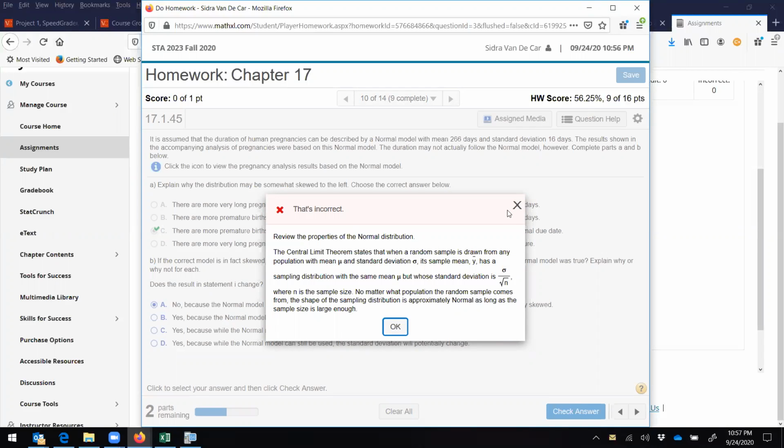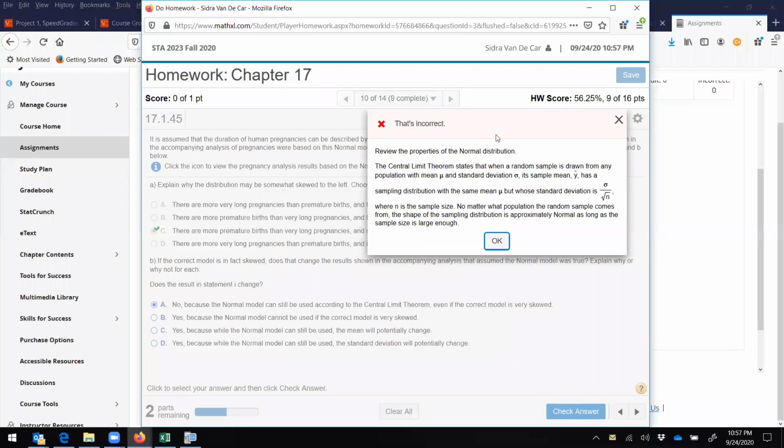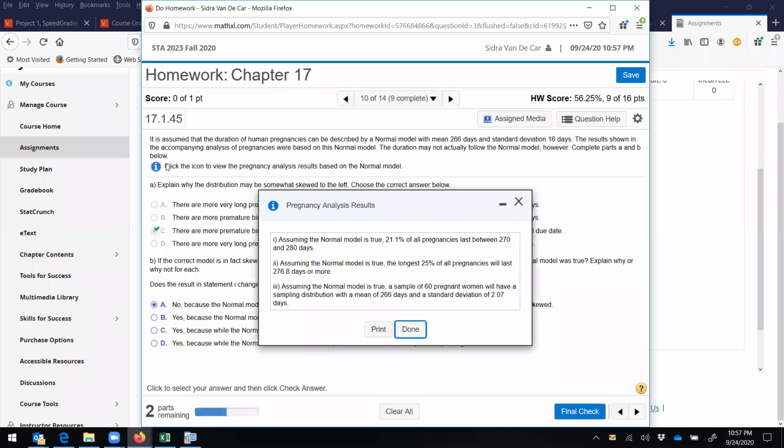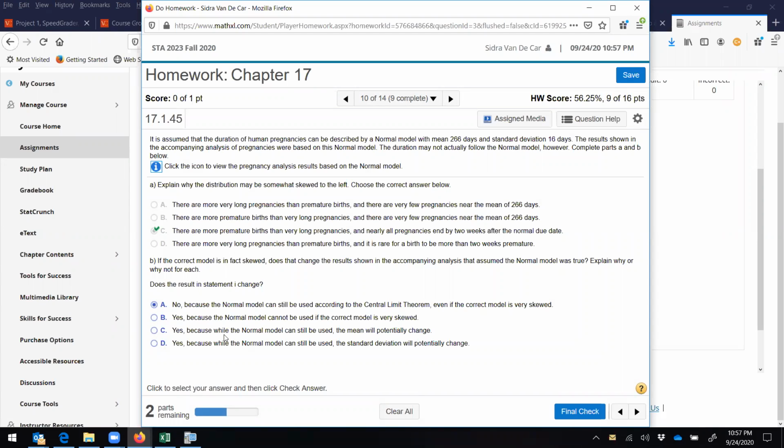Our sample size, it said in there our sample size was 60. What did the question say? Oh, I didn't read the first 2 parts, I guess. I was focused on the 60 women. This part is not with the 60 women. So it's not fair to assume the normal model holds true if it's skewed. So yes, our results would change because the normal model cannot be used if the correct model is very skewed.